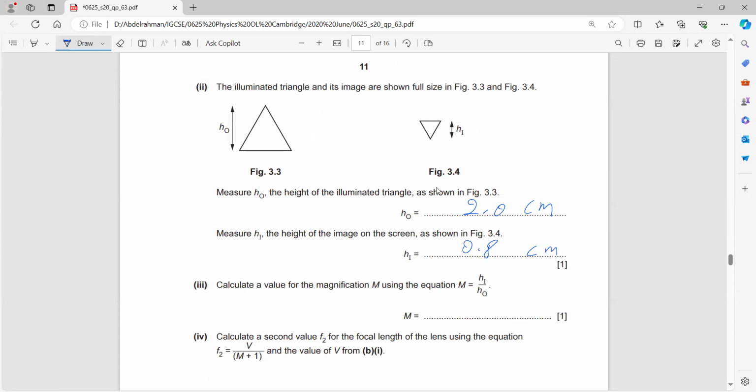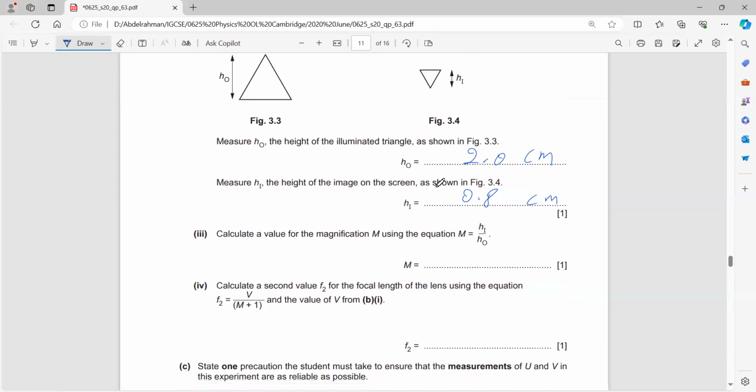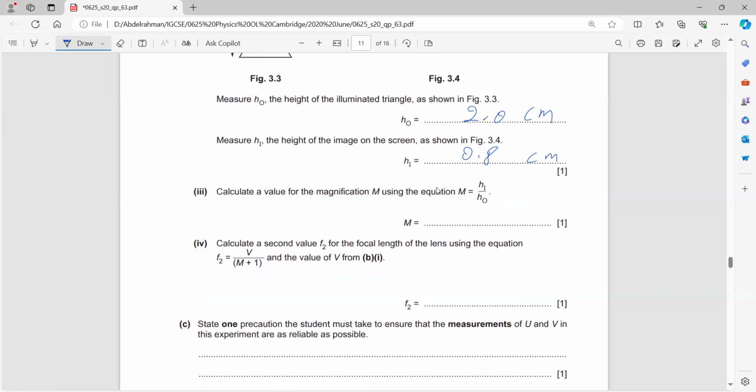Again, your readings could be a little smaller. Calculate the value for the magnification HI over H0. Can someone calculate it and tell me? 0.8 over 2.0, that would be what? 0.8 divided by 2.0 is 0.4. Does it have a unit? It does not have a unit. It's a ratio, a scale.